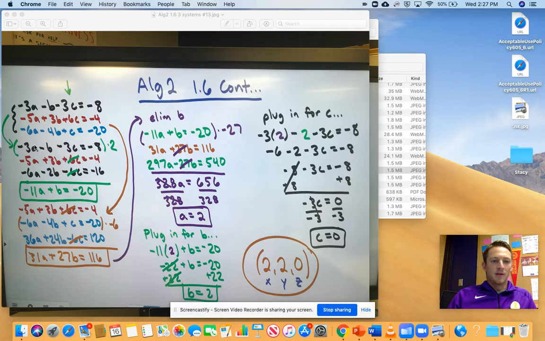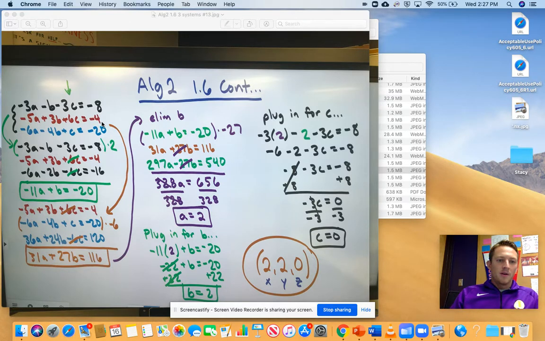So I'm going to multiply everything in the top by 2. And I'm going to rewrite that equation down here. So now I multiplied everything by 2. So we have negative 6a minus 2b minus 6c equals negative 16. And our c's are going to cancel. We add straight down. So negative 5a minus 6a, negative 11a. 3b minus 2b is just 1b. And then negative 4 minus 16 is negative 20. All right, so that's our green equation now.